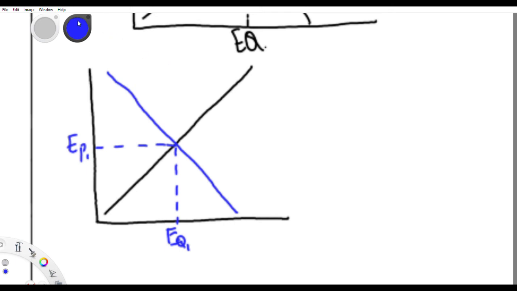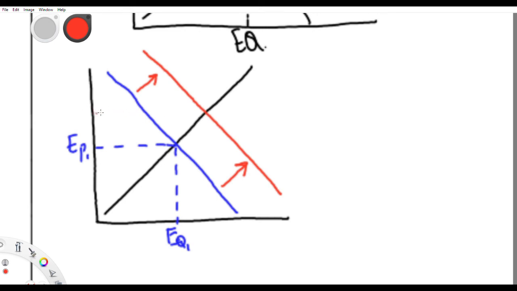What if there is a shift in the demand curve? Remember, a shift in demand curve moves the whole curve, and if it is increasing, it shifts to the right. Now if it shifts to the right but the supply still remains the same, what happens to the new equilibrium? What happens to the equilibrium price and equilibrium quantity?